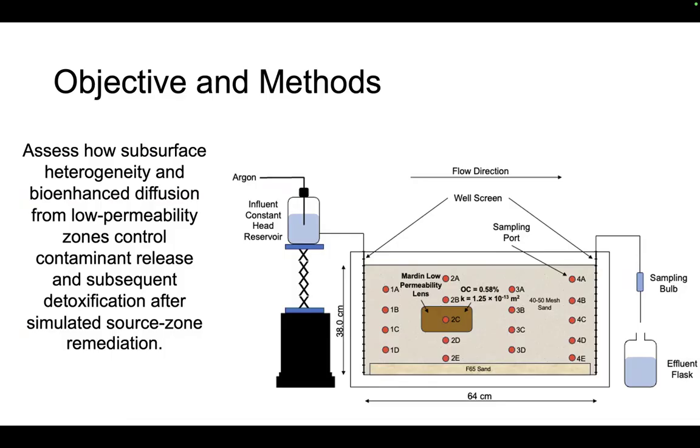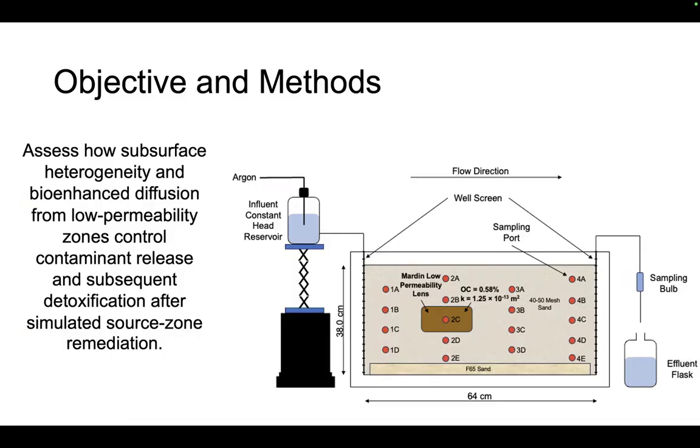A 64 by 38 centimeter aquifer cell was constructed with a low permeability Martin soil lens. Flow is driven by a constant head difference between the influent reservoir and the effluent outlet. Samples were collected from ports throughout the system over the duration of the experiment.